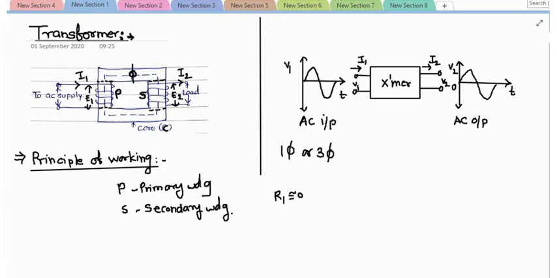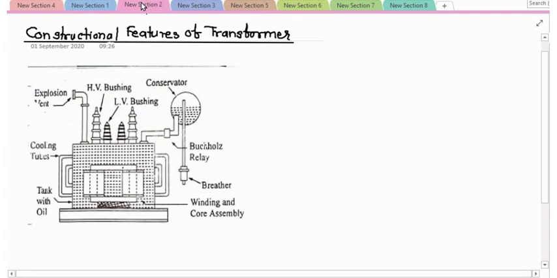Now let us see the constructional features of the transformer. As discussed previously, the transformer mainly consists of the core and the winding. So the first main part of the transformer is the laminated steel core.